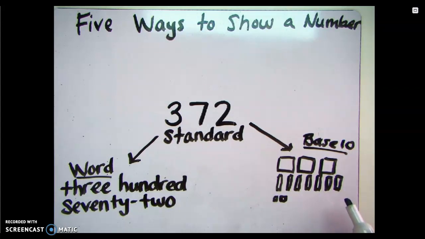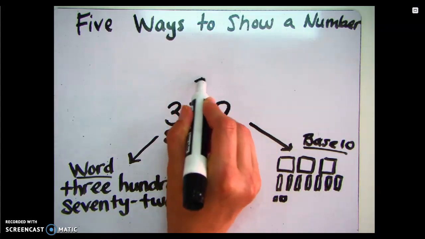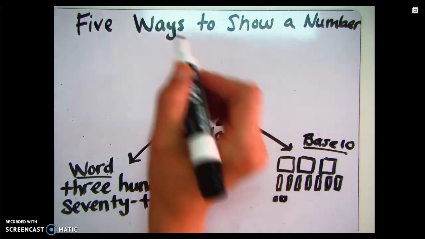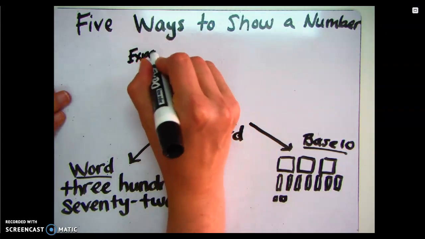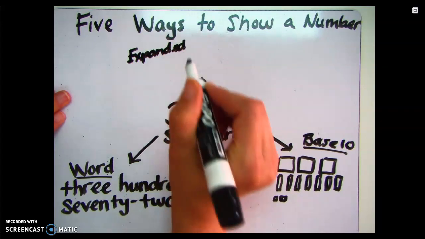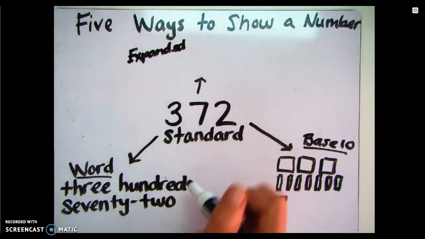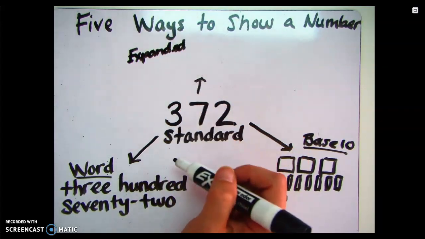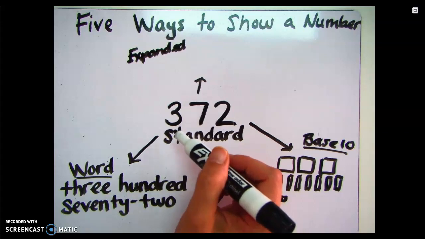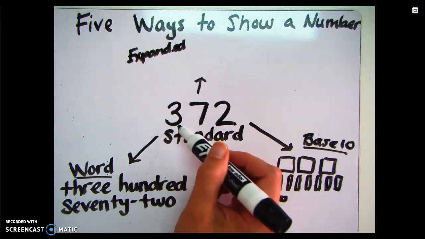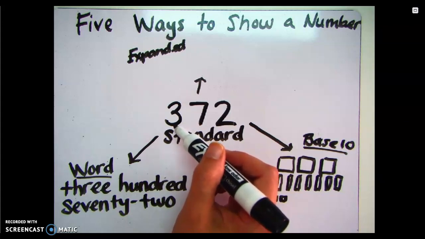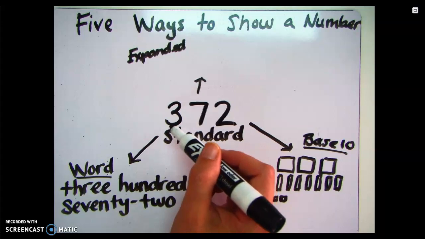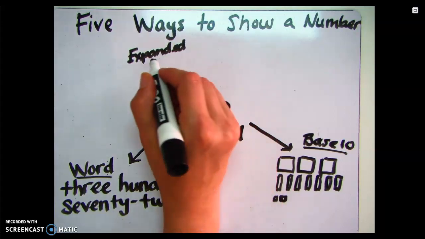Another way I can do it is called expanded form. We will be working with expanded form quite a lot this week. So expanded form, I'll just write the word expanded up here. Now to write expanded form, I'm going to remember what the place value is for the digit that's there. So this is 3 in the hundreds place. So how much is that? A 3 in the hundreds place. Well, it's 300.